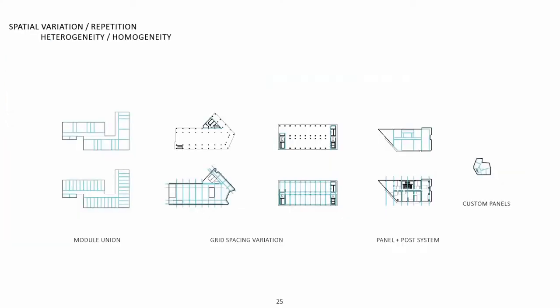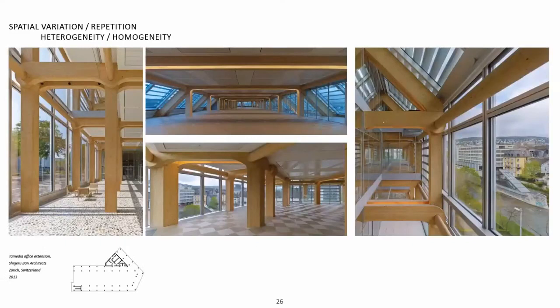So when we look at the heterogeneity or the homogeneity of spaces, from a really wide range of projects, there are actually some that are more diverse on the inside, and it's not so much. So variation is either achieved by combining different modules or simply by changing the span of the grid inside, but still maintaining this kind of straight orthogonal direction, even within the panel and post system. And then there are slight movements within the panels for non-orthogonality, but on a very small scale.